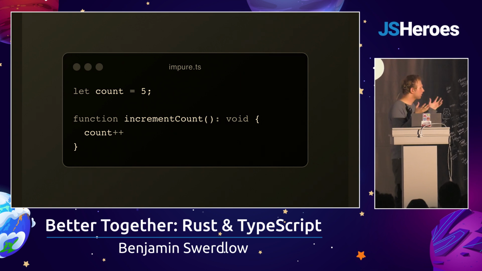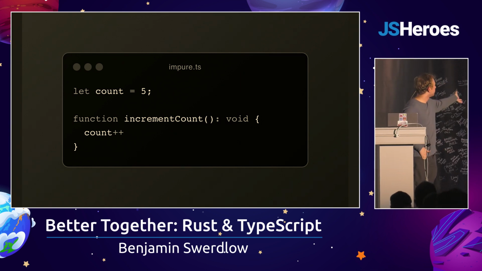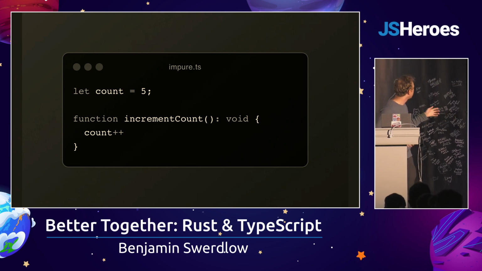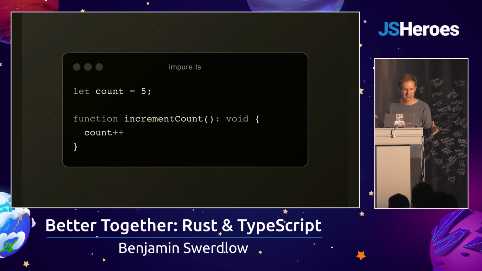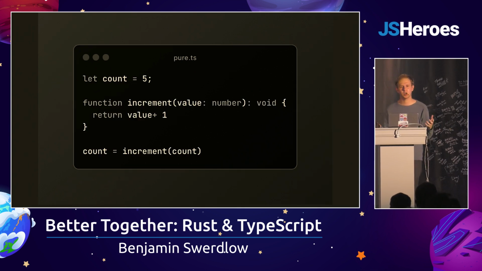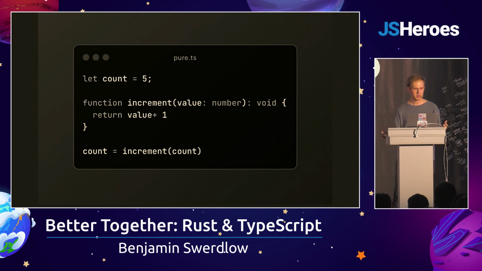So to give a more concrete feeling on what this is, here is an impure function. It takes into account the count, but it doesn't take it in. So when you increment, the count is coming from outside. So if you ran this function 10 times, you'd get 10 different outputs. Now, this is the pure equivalent of that function. It takes in a value, and it returns the value. Now, this is how functions work in Rust.